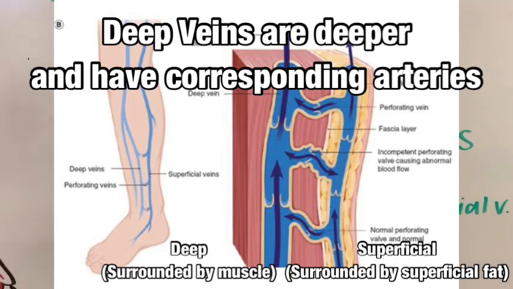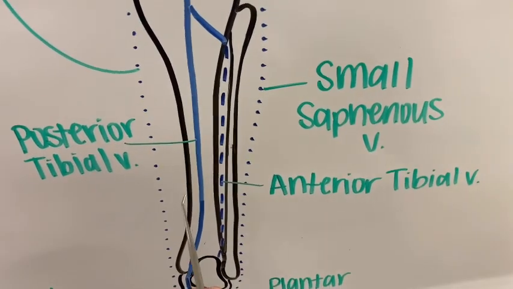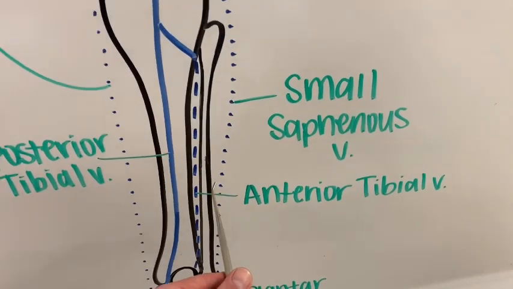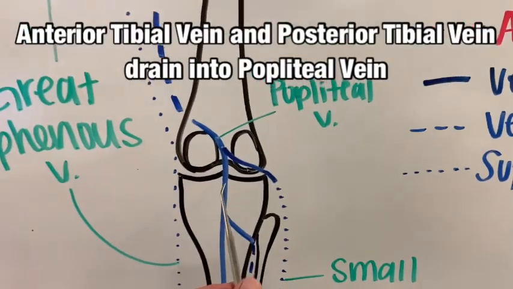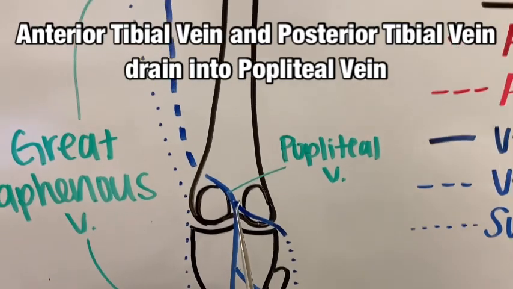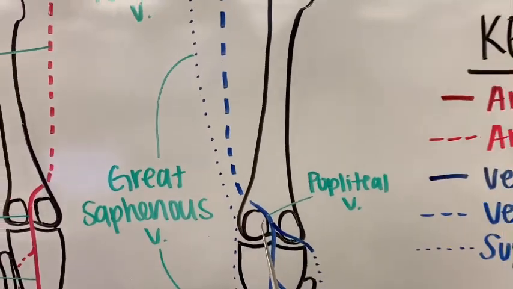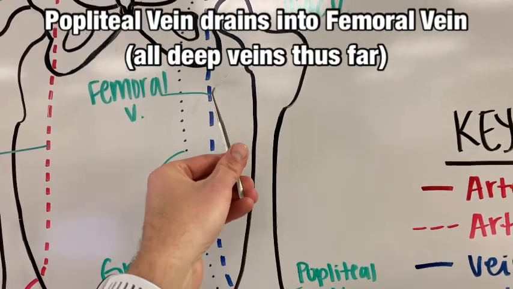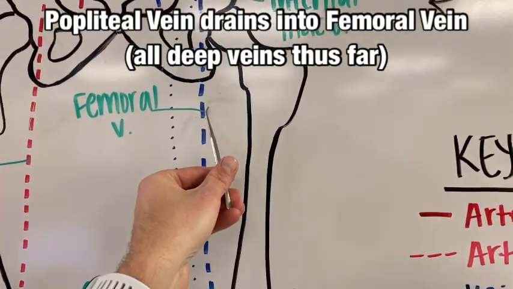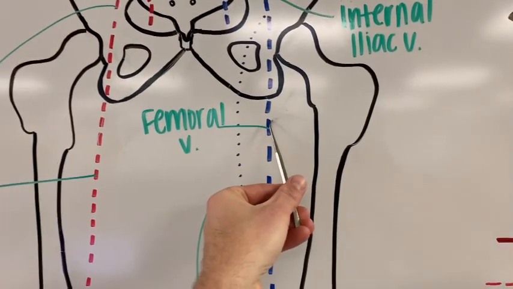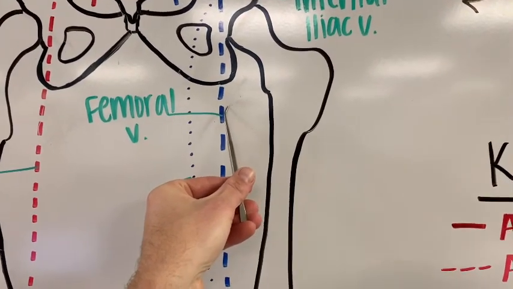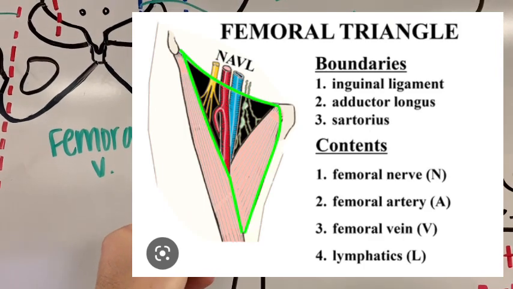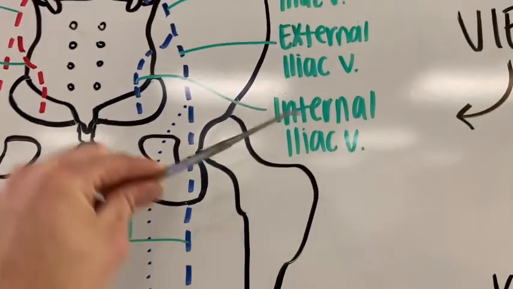What you can see here is the posterior tibial vein is deep. The anterior tibial vein is deep. And those go up and turn into popliteal. Popliteal keeps going. Again, this is a posterior view. Popliteal turns into femoral as it goes more anterior. And the femoral vein is right next to that femoral artery in the femoral triangle, as you can see popping up here. Keep it going up.